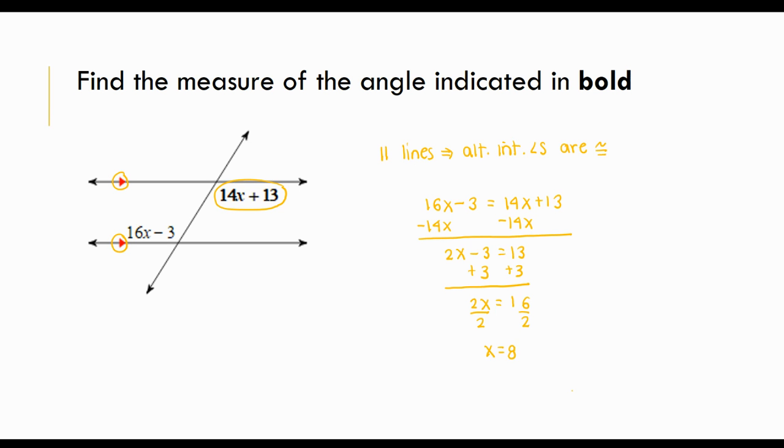However, remember that's not my final answer. I want the angle that is bolded. So I'm going to take 14, multiply that by 8, and then add 13 on to get my measure. So 14 times 8 is 112. And when I add 13 onto it, it looks like we have a 125-degree angle.